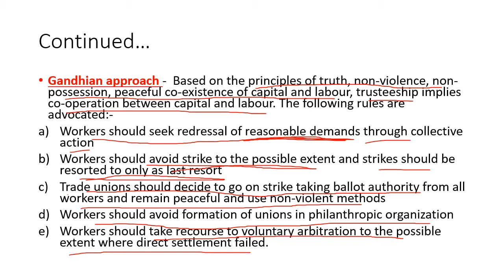Okay, so arbitration is where a third party comes in and settles the matter when the direct settlement has already failed. A third party comes in to settle the matter, and that is binding for both the parties. Okay. So this is the Gandhian approach.